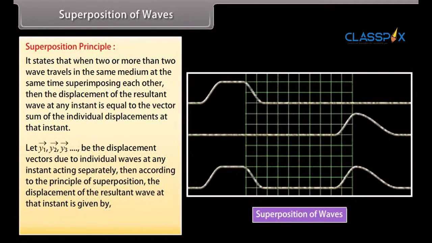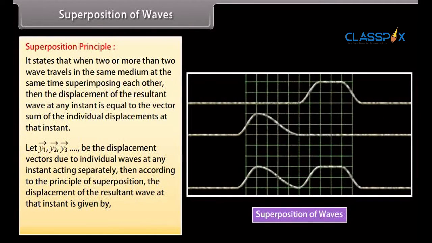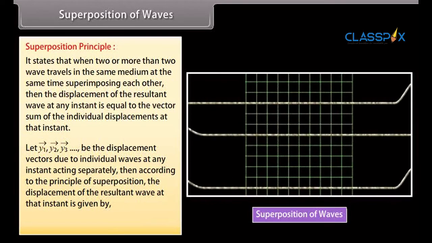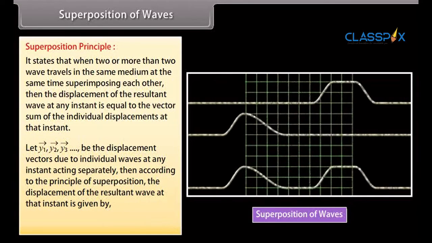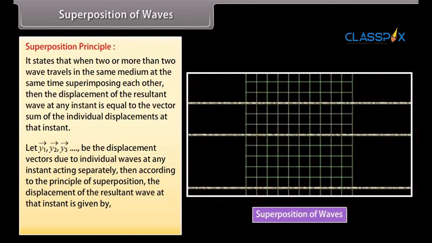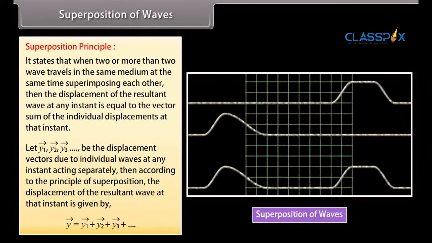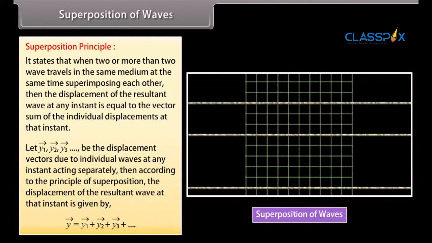Let vectors y1, y2, y3 and so on be the displacement vectors due to the individual waves at any instant acting separately. Then, according to the principle of superposition, the displacement of the resultant wave at that instant is given by vector y1 plus y2 plus y3 plus so on.